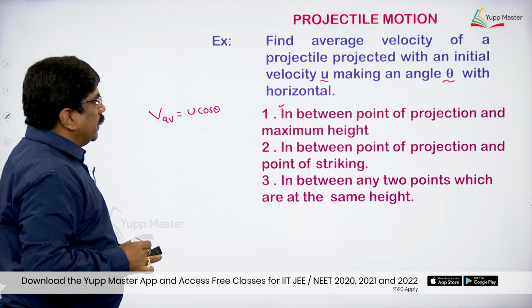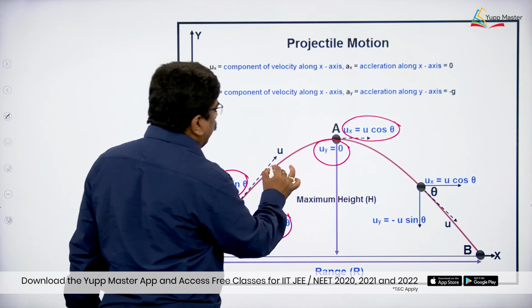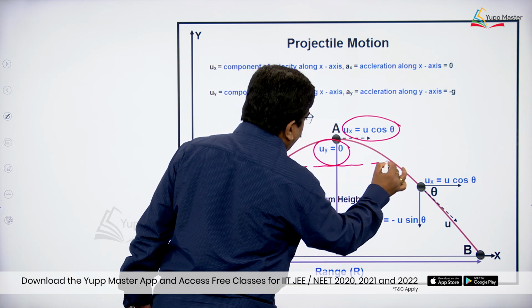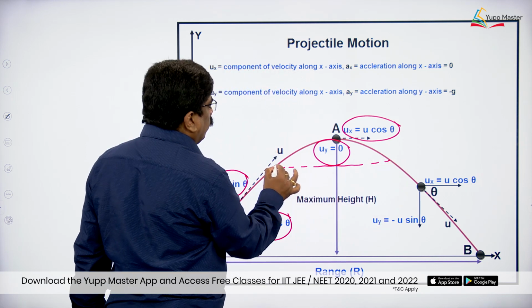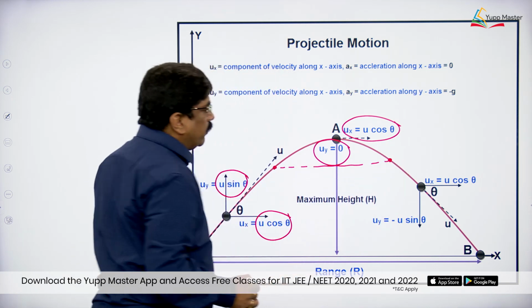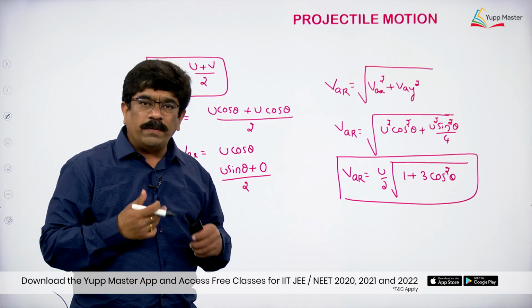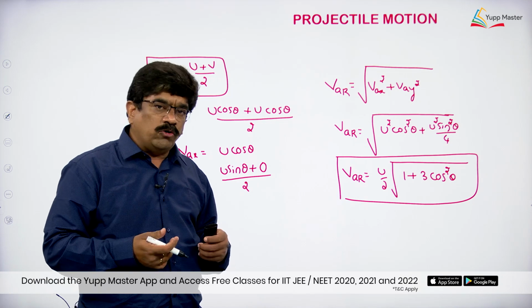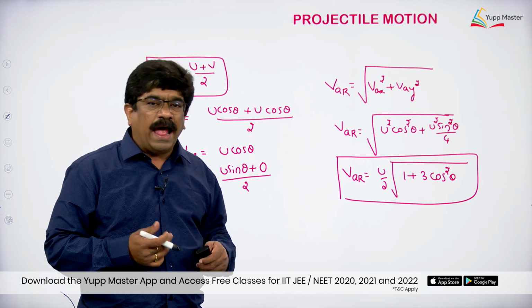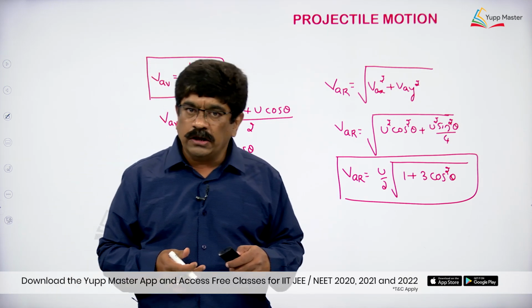In a similar manner, between any two points which are at the same height, by using the same concept, that is V_av is equal to (u plus v) by 2, the average velocity is calculated to be u cos theta.